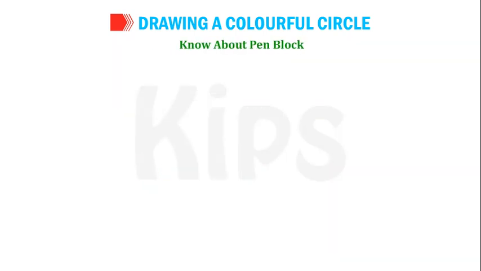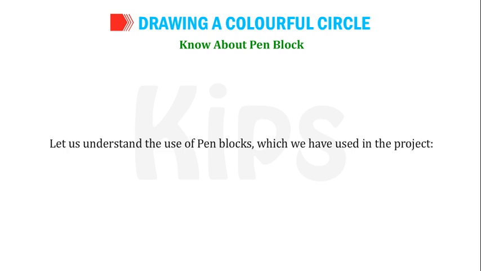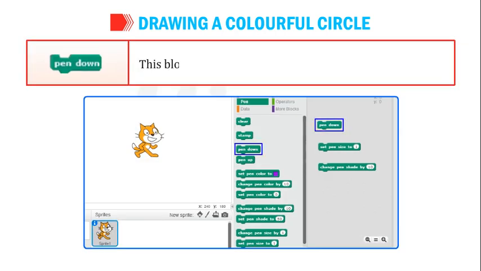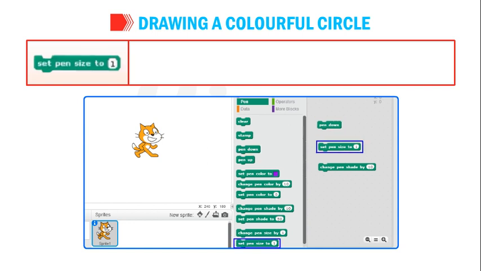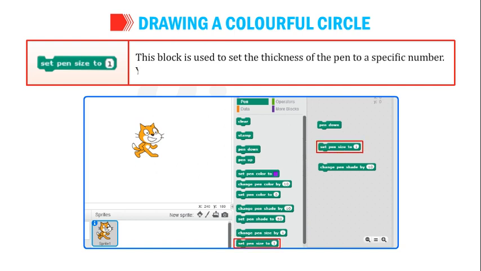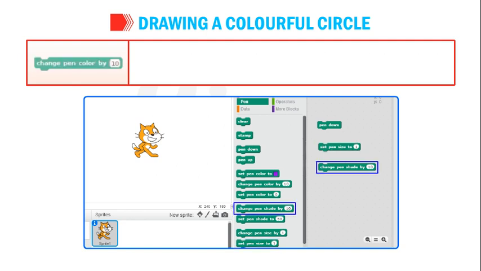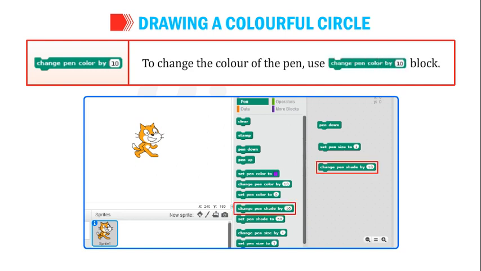Let's learn about pen blocks. Let us understand the use of pen blocks which we have used in the project. Pen down. This block draws a line as the sprite moves on the stage. Set pen size to 1. This block is used to set the thickness of the pen to a specific number. You can change the thickness of the pen by typing in the number box. Change pen color by 10. To change the color of the pen, use change pen color by 10 block.